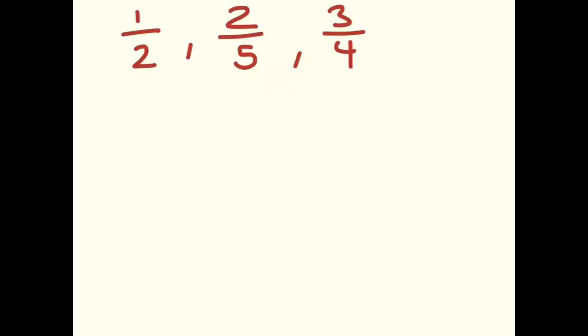Now the same steps can also be applied to working out which order these need to go in from smallest to largest. Here we've got 1/2, 2/5, and 3/4. The same skill applies. Step 1, we look at the denominators and work out which multiple is in all 3 of those times tables. You could write out all your multiples, or if you know it mentally, I know that 20 is in the 2s, the 5s, and the 4s.